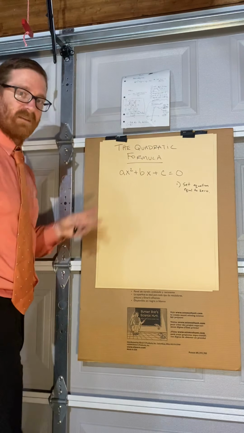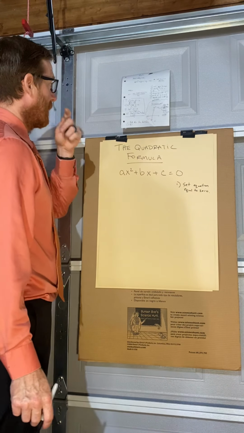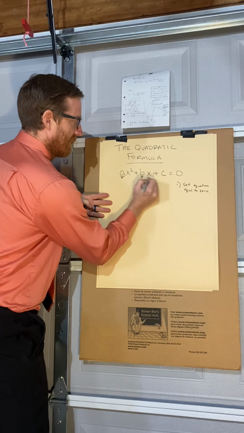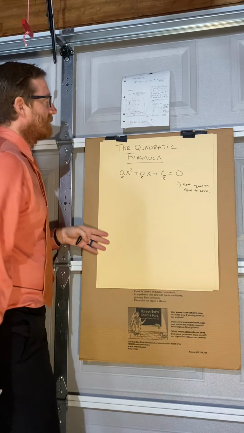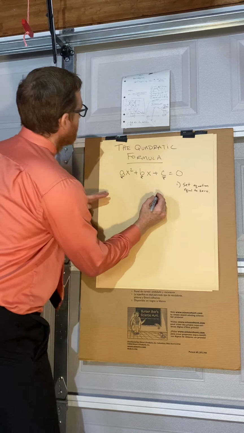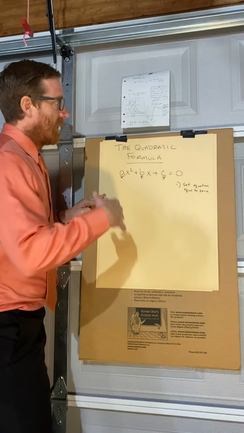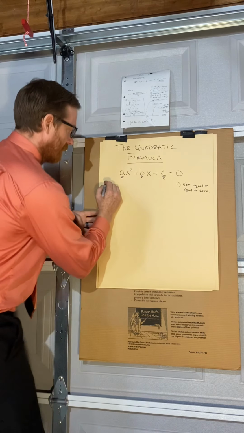So step 1, set equation equal to 0. You're going to see sometimes that's not the case, sometimes it is. Let's jump right in and I'll show you what we mean by identify that A, identify that B, and identify that C value. You're going to have a worksheet to do. It's about 16 problems. I'll do a couple with you. I'll start off with number 1 on the worksheet.